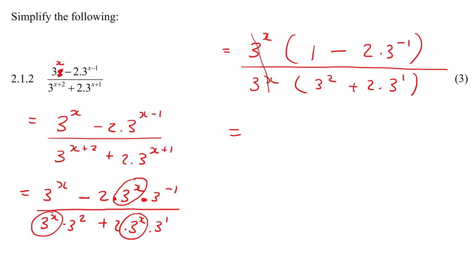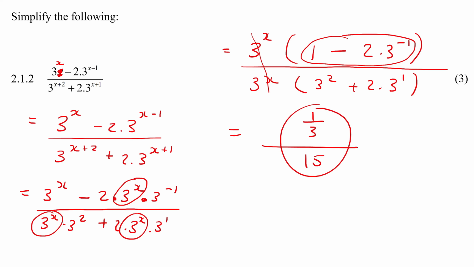And so now we're literally just left with a number. You can go type this on your calculator. If you type that on the calculator, you should end up with 1 over 3. And then you can go type this on your calculator. That should give you 15. And then you can go type that on your calculator. And that will give you 1 over 45.